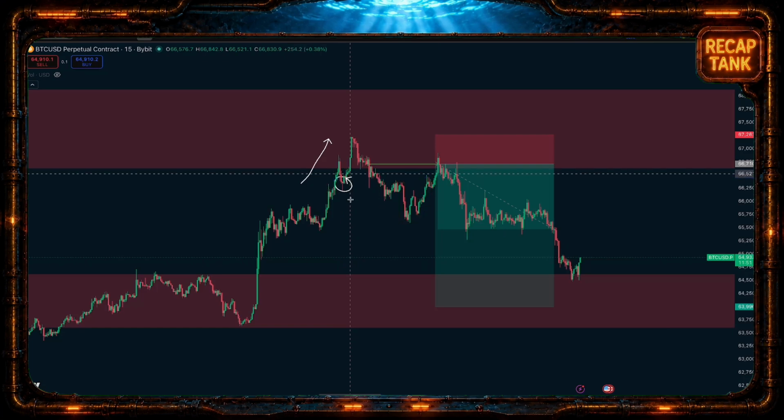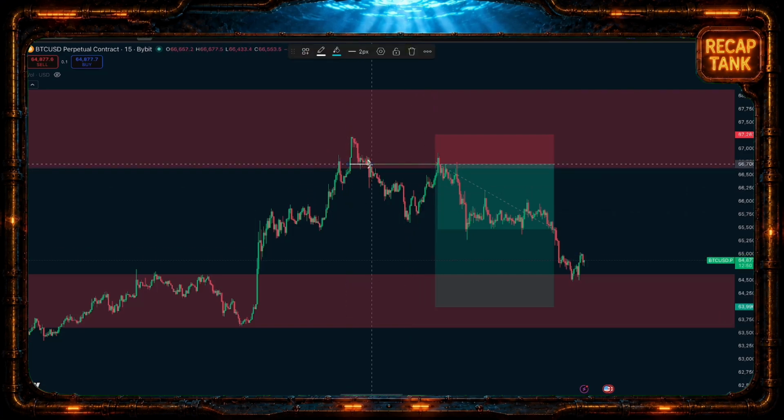For my entry, I'm looking for untested price points within the move that caused the break. This area immediately caught my attention. Not only is it an untouched price point, but it also lines up nicely with the liquidity sitting above these highs on the left side of the chart.